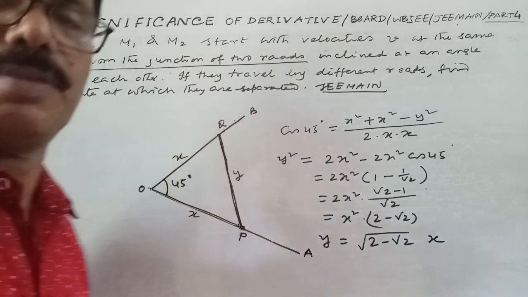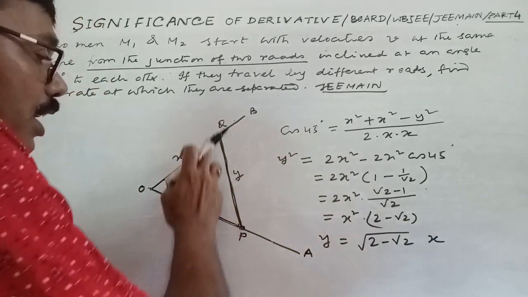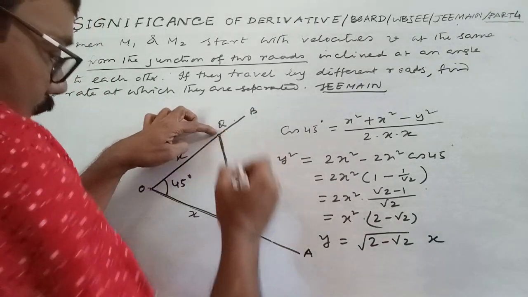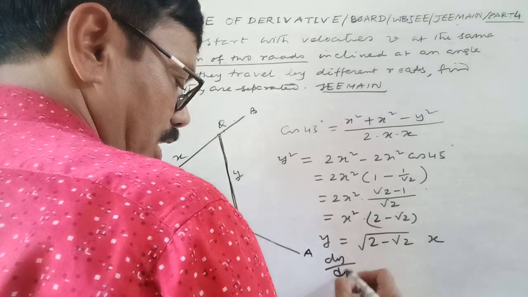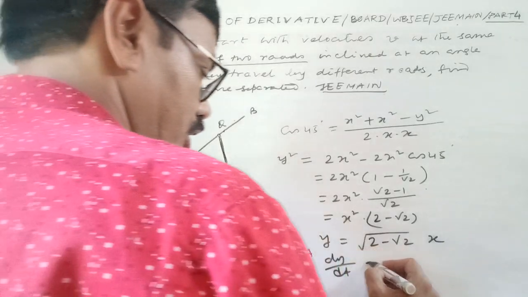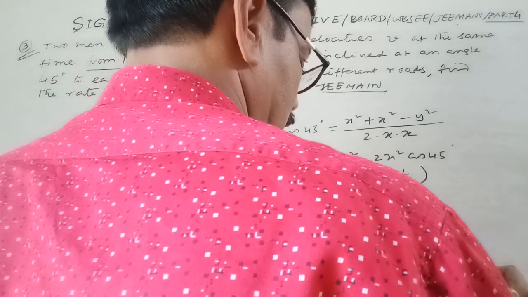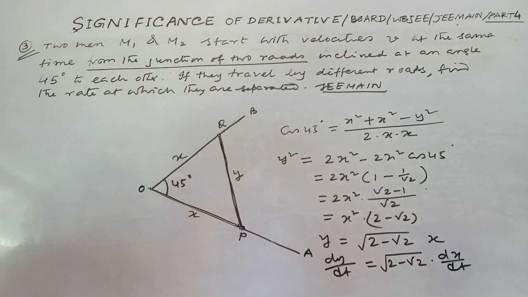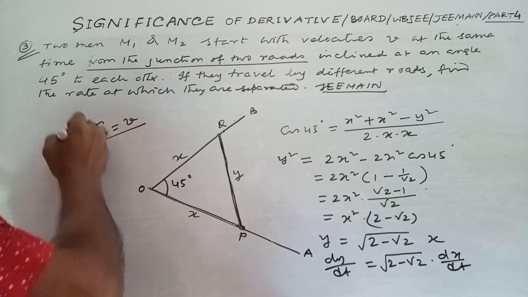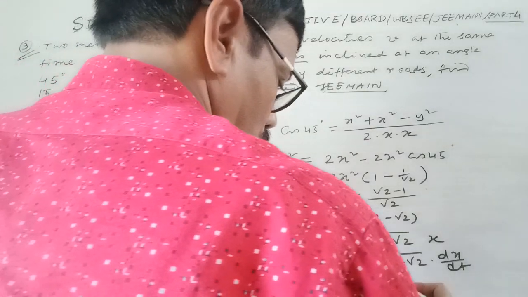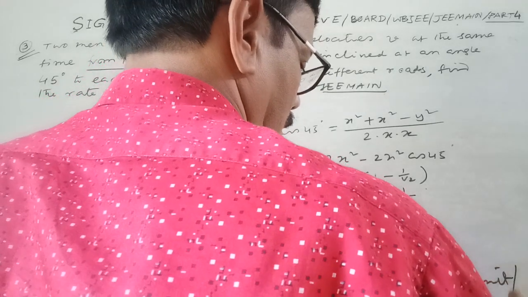Now it is very simple. You have to find the rate of change of PQ, that is the rate of change of y, because their distance is PQ. So dy/dt equals root of (2 minus root 2) into dx/dt. Now, what is dx/dt? dx/dt equals velocity, which is v. It is given. So the answer is root of (2 minus root 2) into v unit per time.